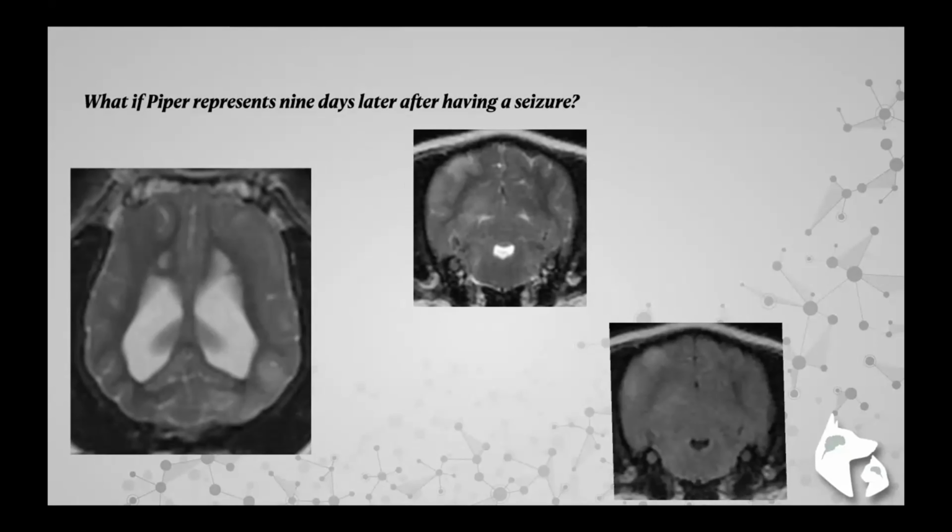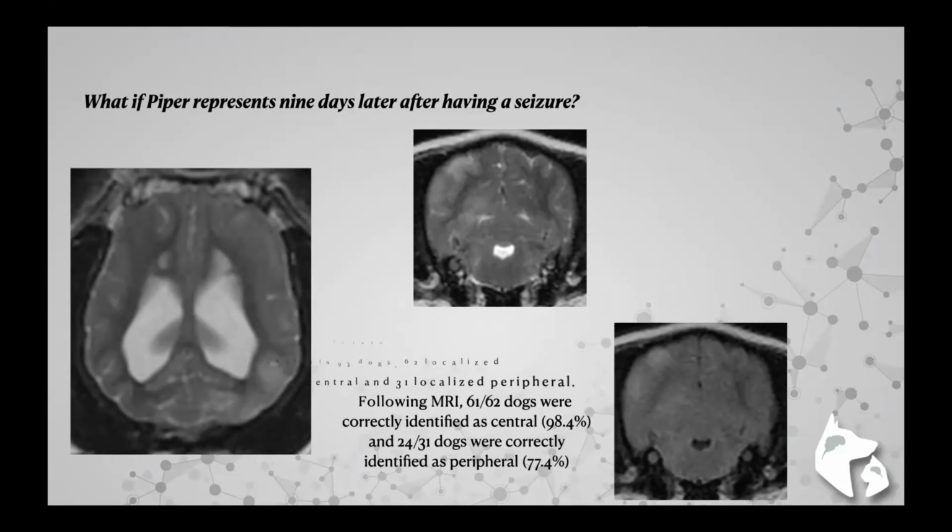So these are her MRIs, and you can see on the right side, there's a lot of inflammation. This kind of bright whiteness that you can see was causing her vestibular signs and later causing her seizure. And again, the reason that I bring this case up is because there was a study in 2020 that looked at 93 dogs, 62 of them localized central and 31 localized peripheral. They then MRI'd them all.